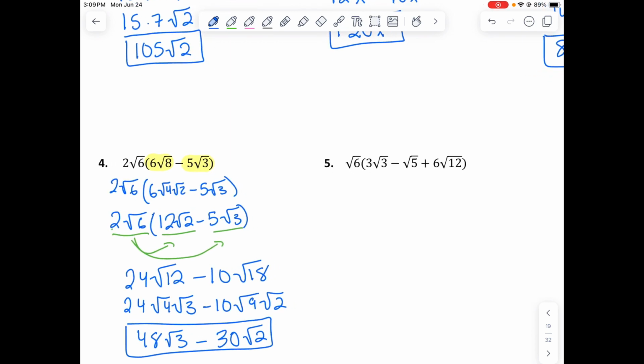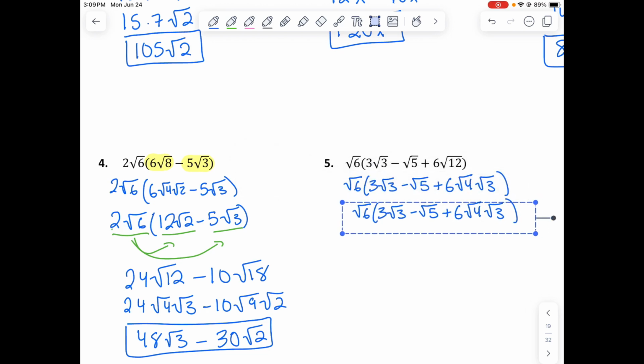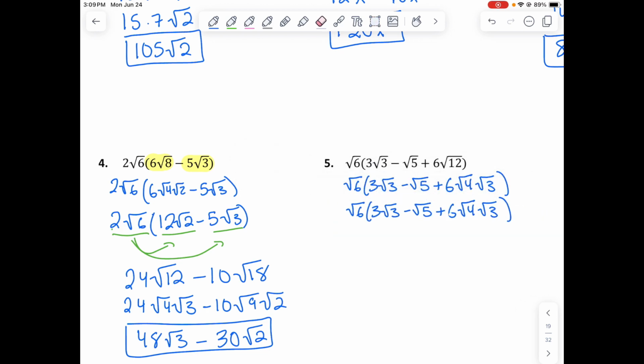I will again simplify my square root of 12 at the start. I can see that root 3 and root 5 don't simplify. So I have root 6 times 3 root 3 minus 1 times the square root of 5 plus 6 times the square root of 4 times the square root of 3. I'm just going to duplicate that since I can do that in my Notability and simplify this last term here to be 12 root 3.